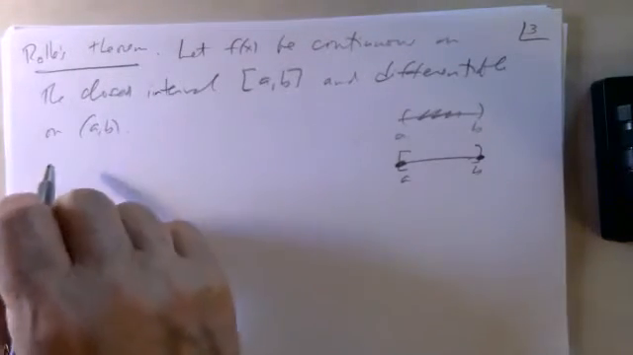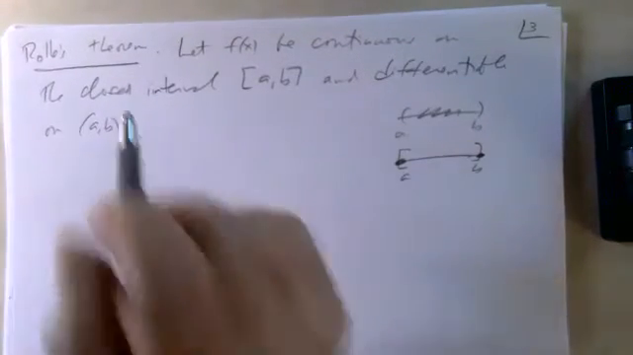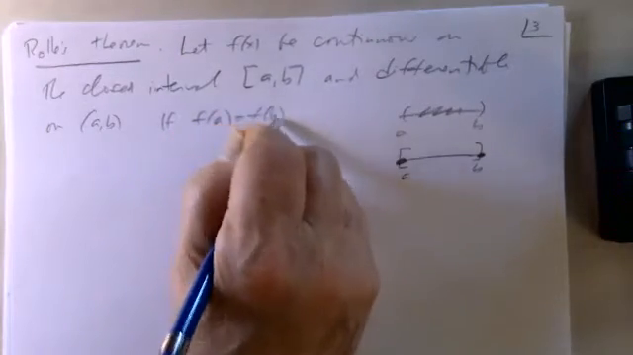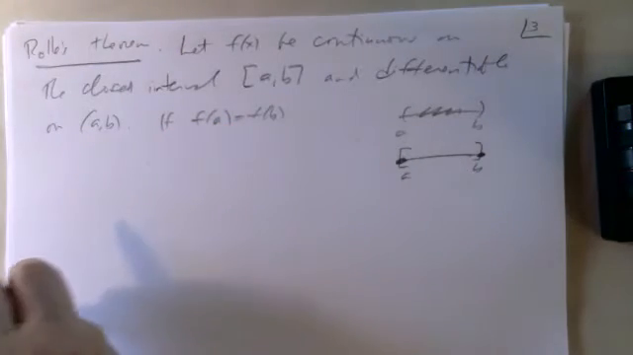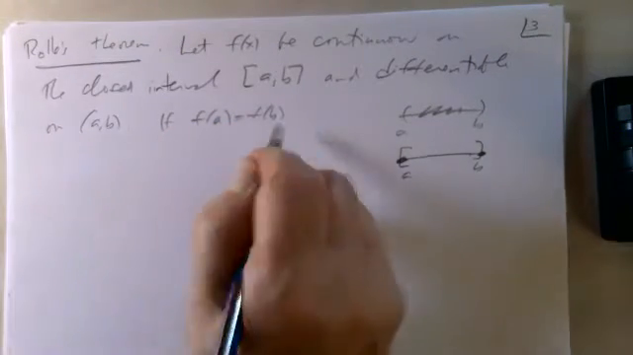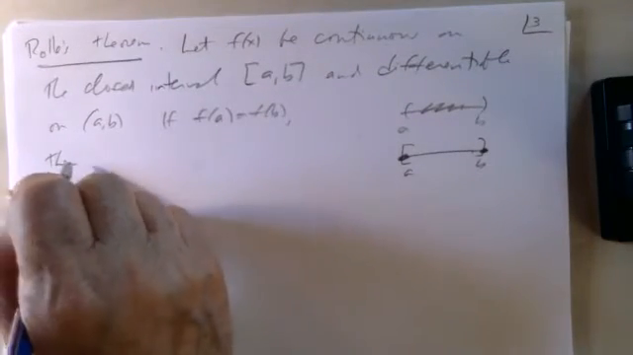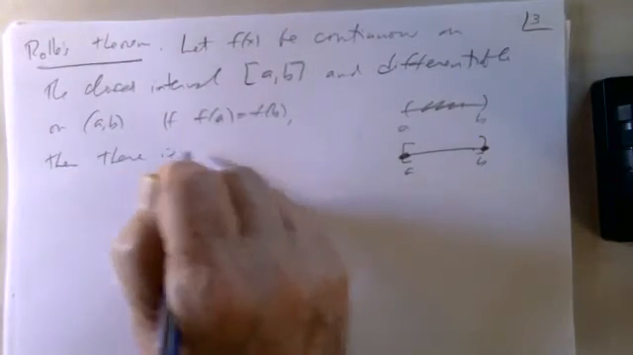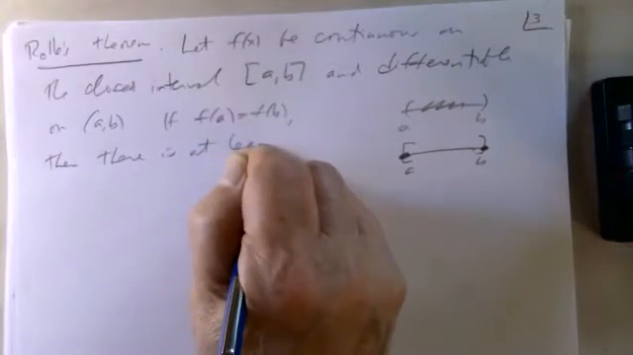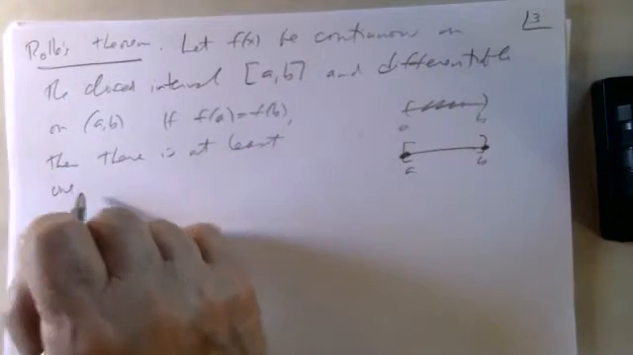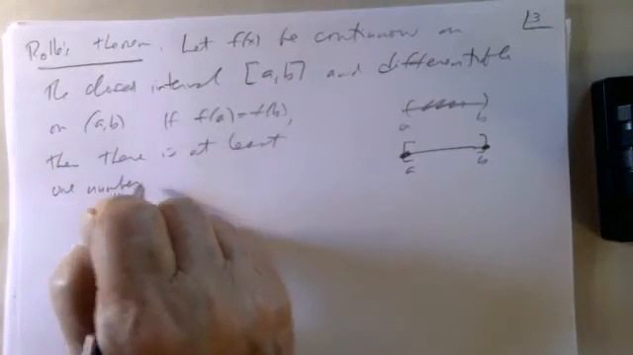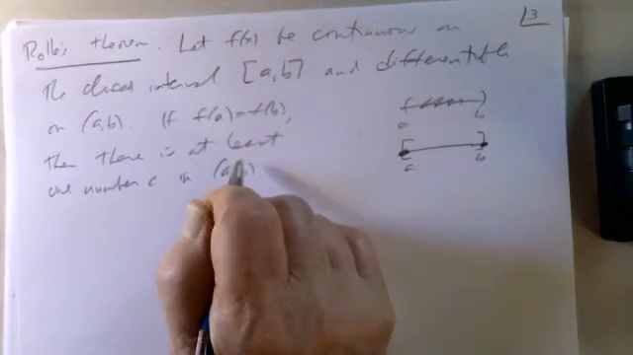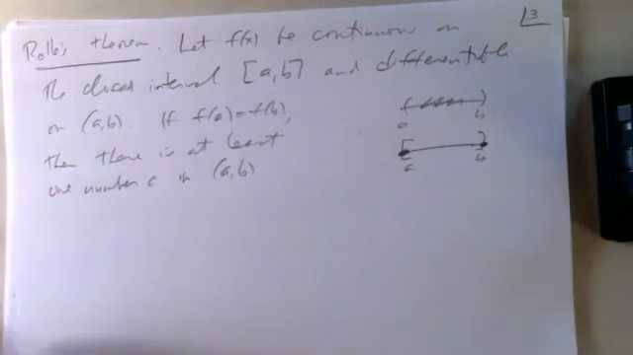And Rolle's theorem says the following, if f of A equals f of B, that is, the function takes on the same value at the endpoints of the interval, then there is at least one number C in the open interval from A to B where the derivative is 0.